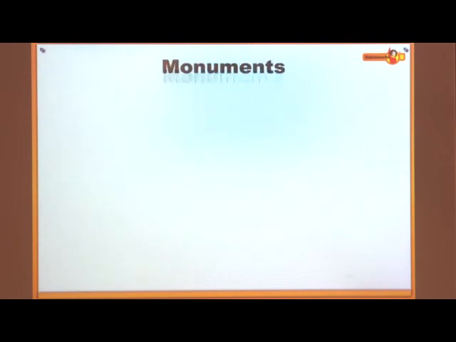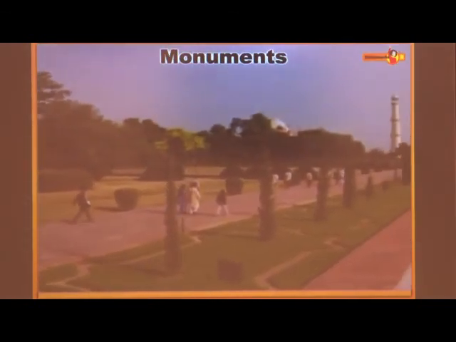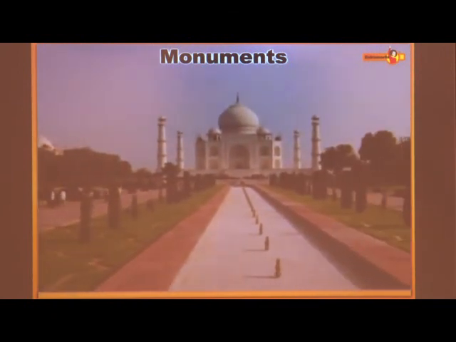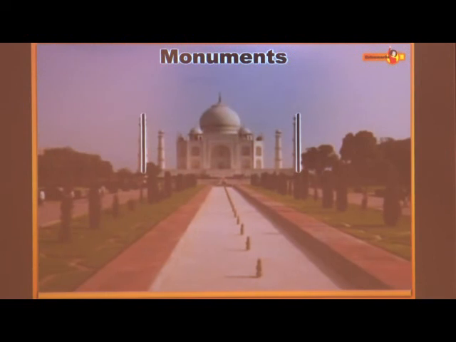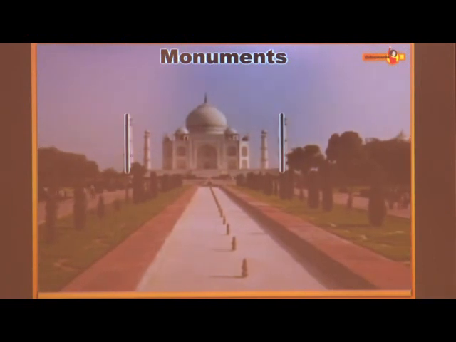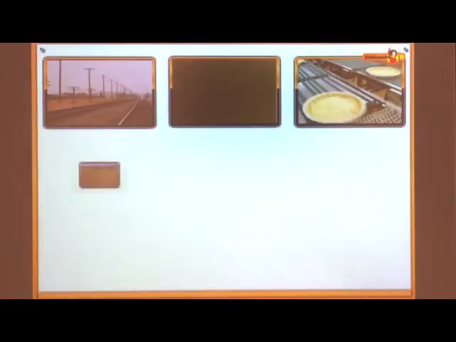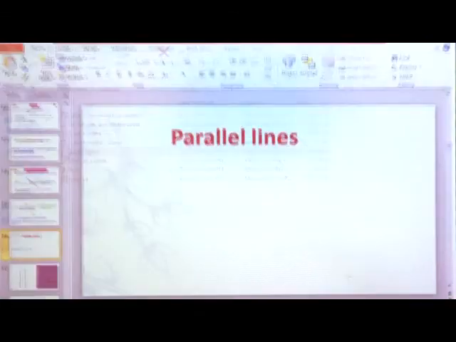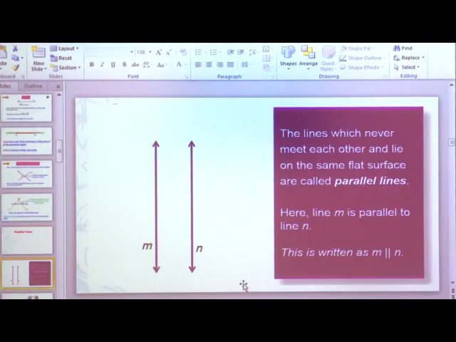Monuments. Some parallel lines can be seen on the Taj Mahal, which is among the 7 wonders of the world. So, this was about the parallel lines. Let us see in detail about parallel lines.